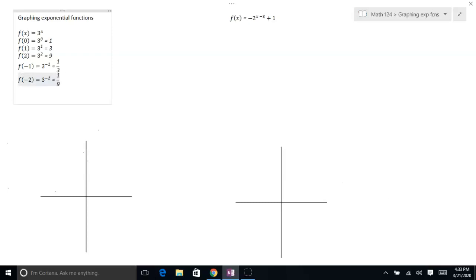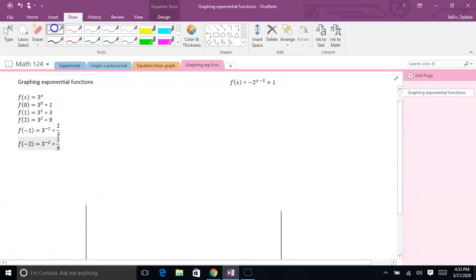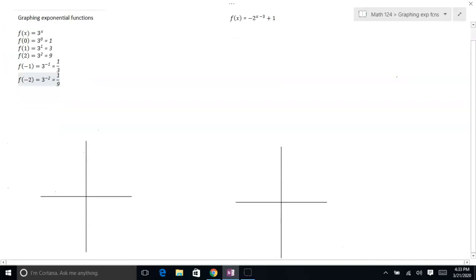That's good. Let's draw this graph with those points and see what we have. So I have a point at (0, 1), right there. I have a point at (1, 3), right there. I have a point at (2, 9): 4, 5, 6, 7, 8, 9. It's not too bad. So there's the point (2, 9). And then I have some points coming back the other way: -1 and 1/3 is pretty close to the x-axis. -2 and 1/9 is even closer to the x-axis.